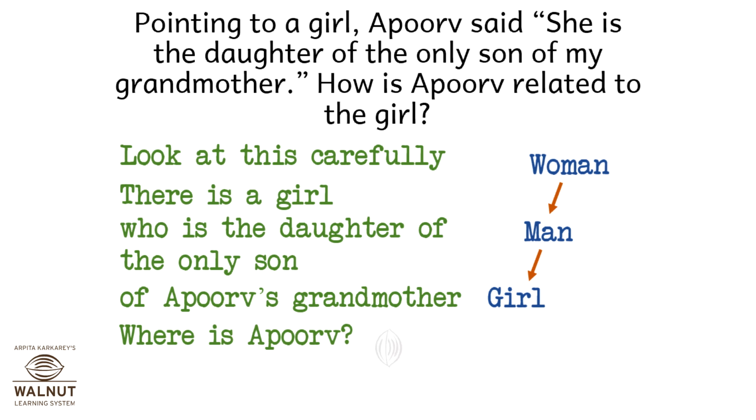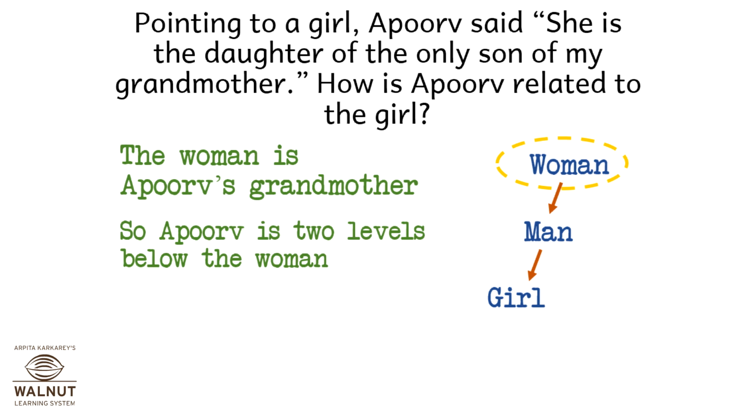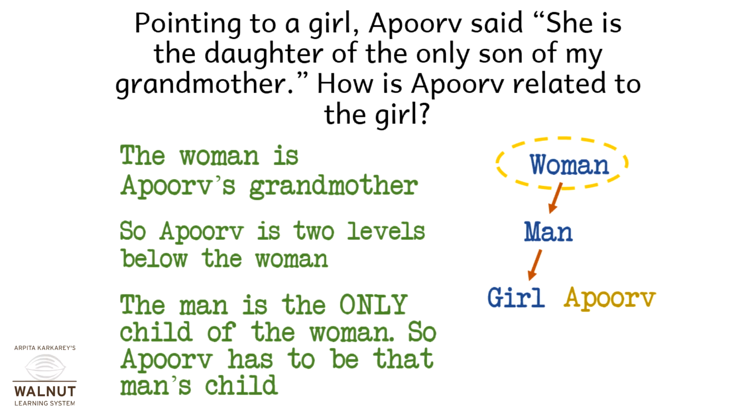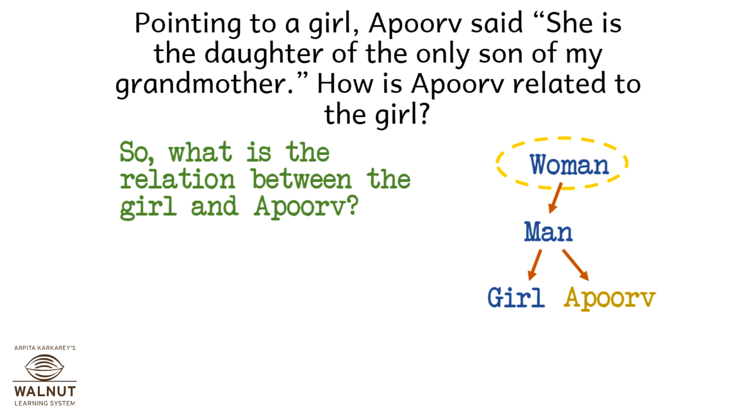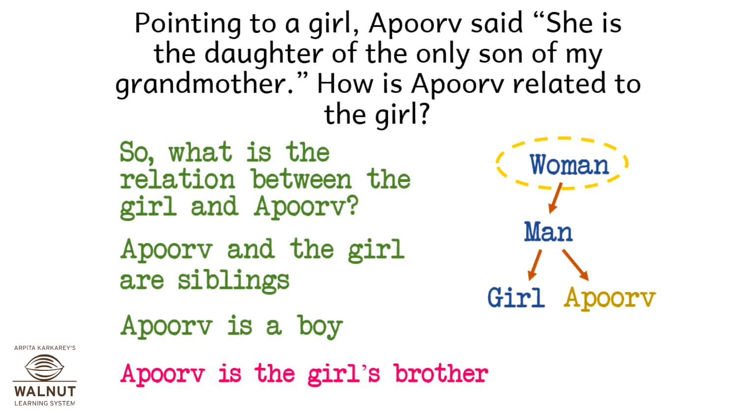Where is Apurva? The woman is Apurva's grandmother. So Apurva is 2 levels below the woman. The man is the only child of the woman. So Apurva has to be that man's child. Got it? So, what is the relation between the girl and Apurva? Apurva and the girl are siblings. Apurva is a boy. So Apurva is the girl's brother.